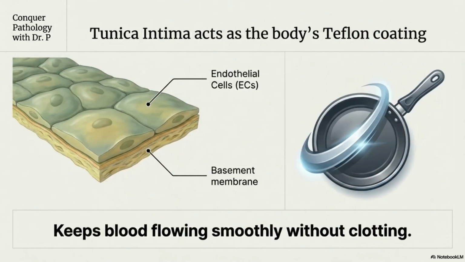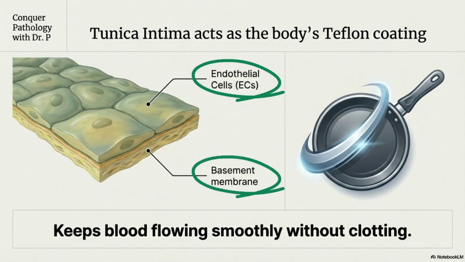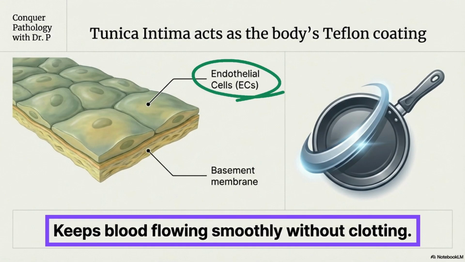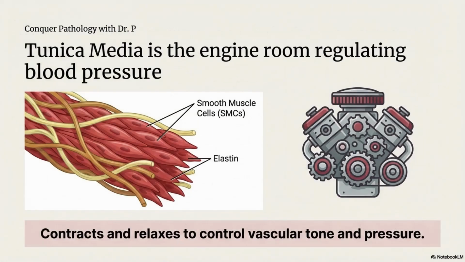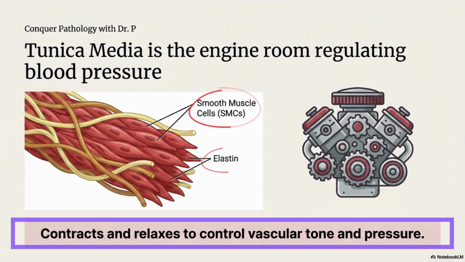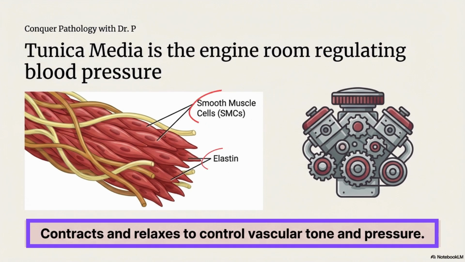Let's zoom in on that very first layer. On this slide, you'll see that the tunica intima acts as the body's Teflon coating. It is incredibly thin, made up of just endothelial cells sitting on a basement membrane. Its main job, as is stated right here, is what keeps us alive. It keeps blood flowing smoothly without clotting. Moving on to the next slide, we hit the middle layer. The tunica media is the engine room regulating blood pressure. What is it made of? As you can see, it contains smooth muscle cells and elastin. Because of these components, it contracts and relaxes to control vascular tone and pressure.